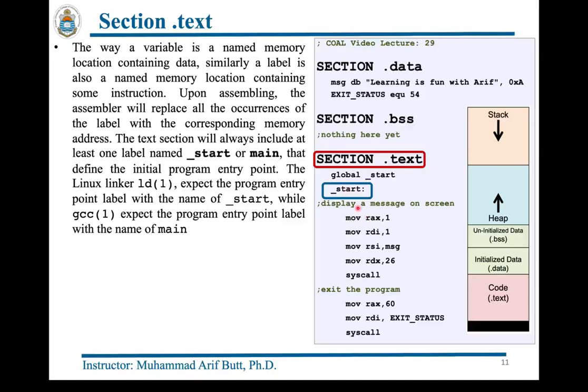The text section or the code section will always include at least one label named _start or maybe main. The Linux linker LD expects the program entry point label with the name _start, as I have used over here. And if you are using GCC instead of LD to link your program, GCC expects the program entry point label with the name main.